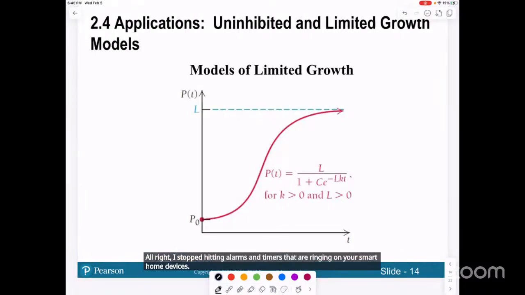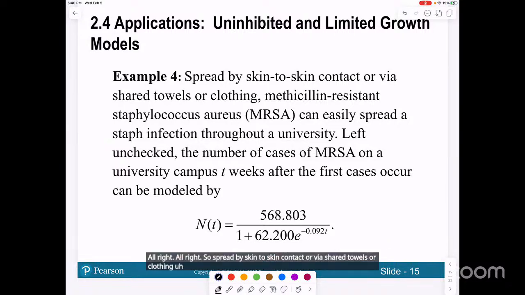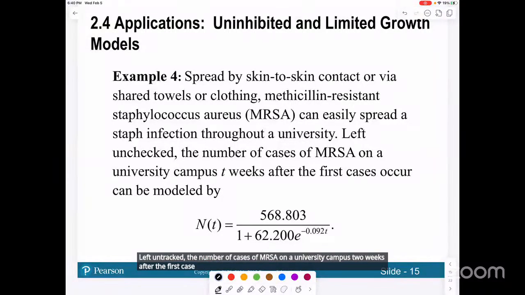All right. So spread by skin-to-skin contact or via shared towels or clothing. Methicillin, I don't know, resistant Staphylococcus. That's about the best I'm gonna do there. Aureus, MRSA, can easily spread a staph infection throughout a university. Left unchecked, the number of cases of MRSA on a university campus 2 weeks after the first case occurs can be modeled by this.